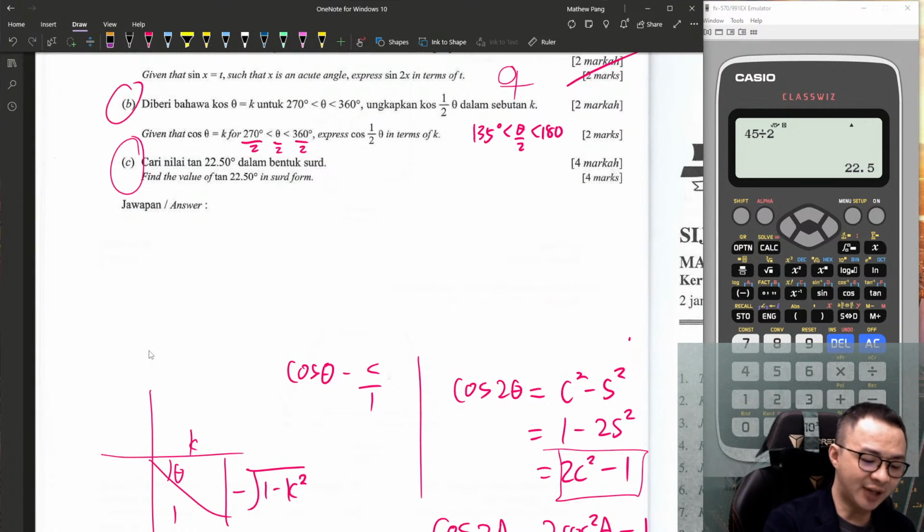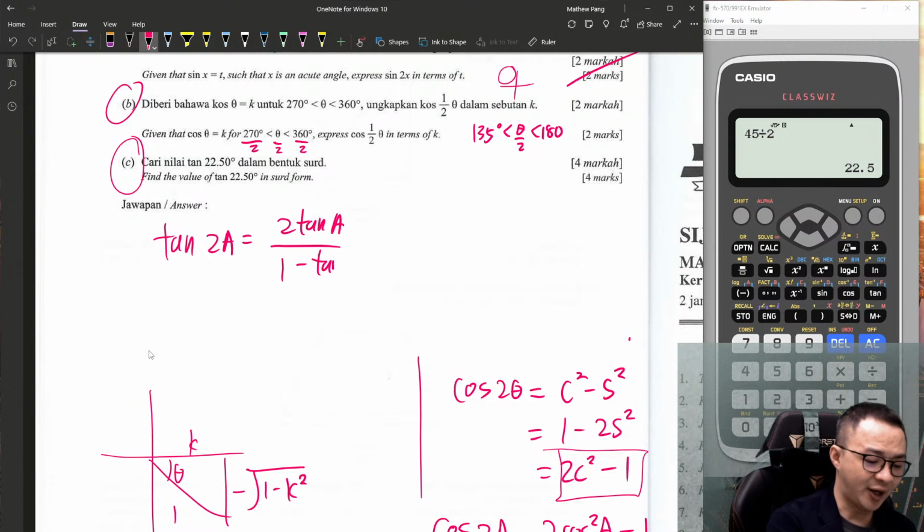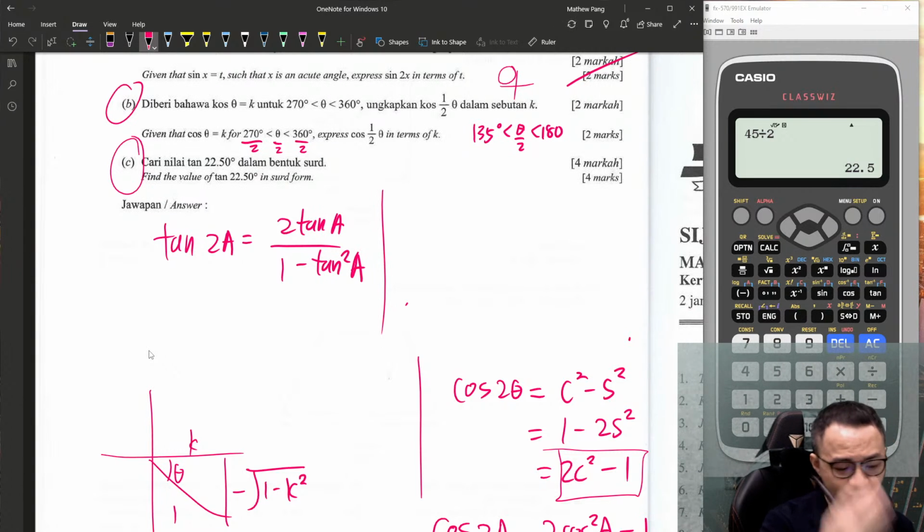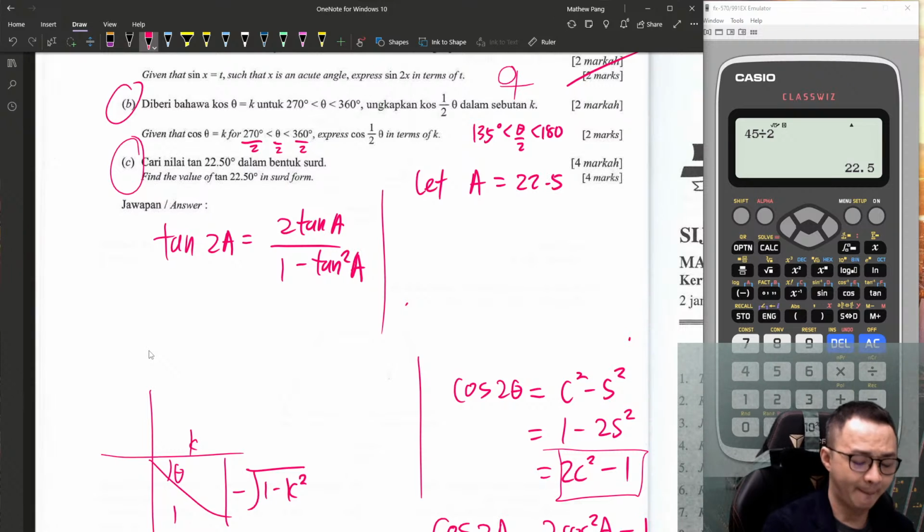So tangent double angle formula I believe is given. Tangent 2A is equals to 2 tangent A over 1 minus tangent square A. Okay, so I want to use this formula to solve this thing. I let A equals to 22.5.